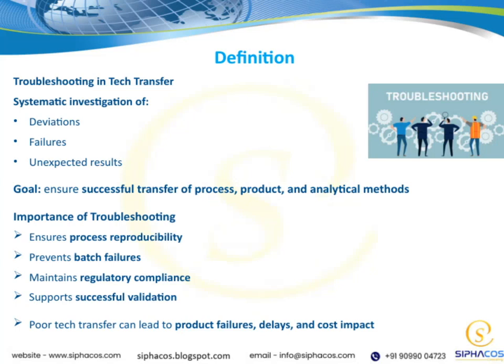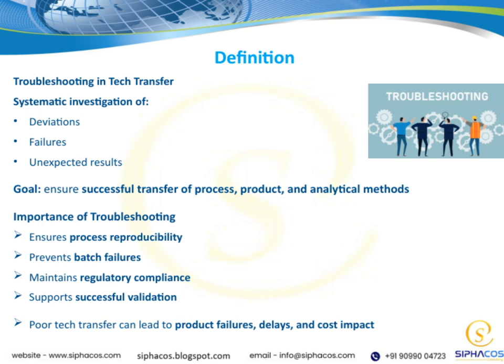Let's take a closer look at what troubleshooting in tech transfer really means. Essentially, it involves a systematic investigation of deviations, failures, and unexpected results that can occur during the transfer process. The goal here is to identify and address issues before they impact the overall success of transferring the process, product, or analytical methods.